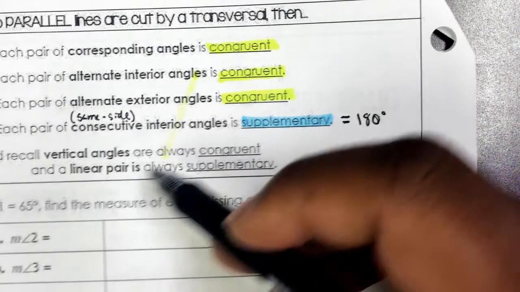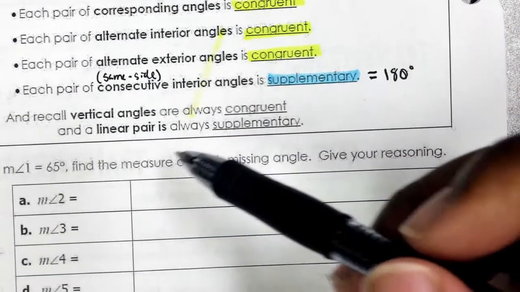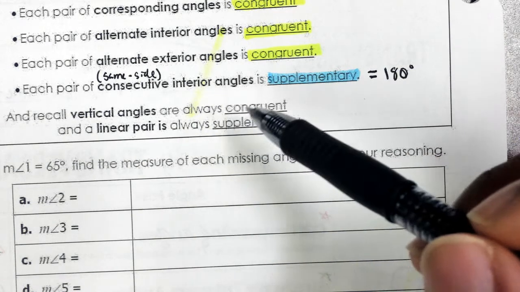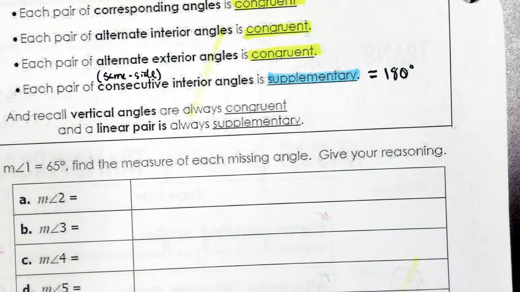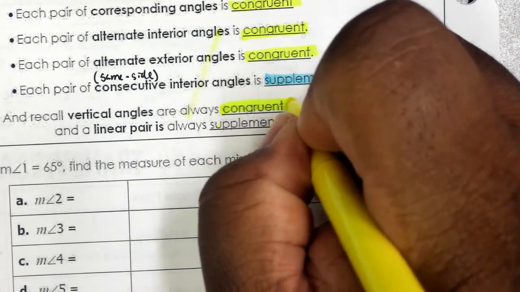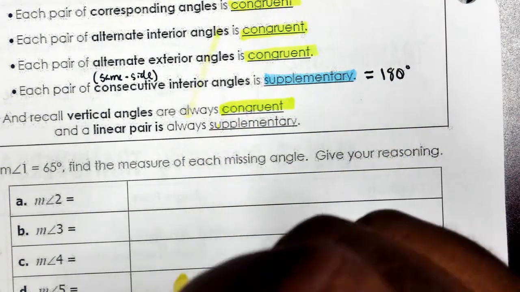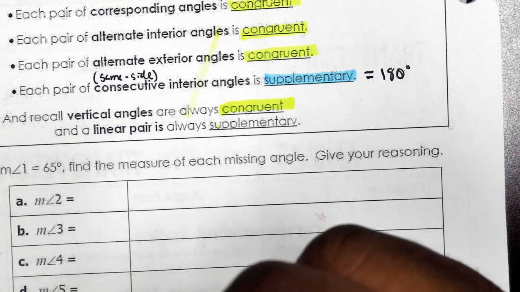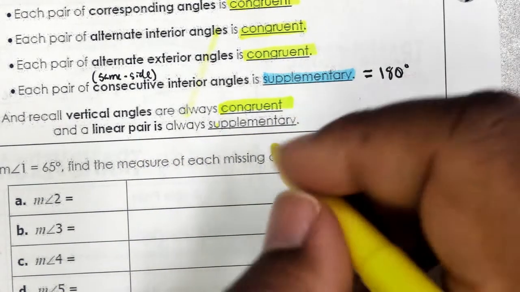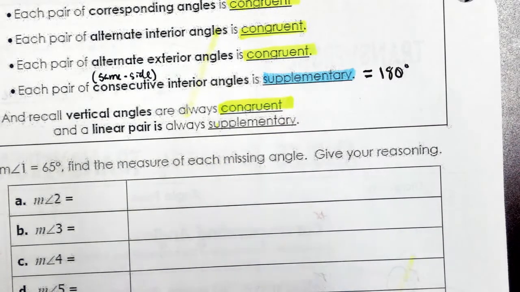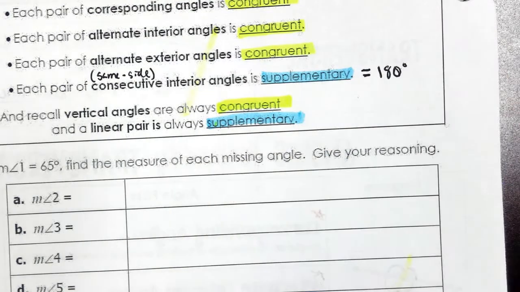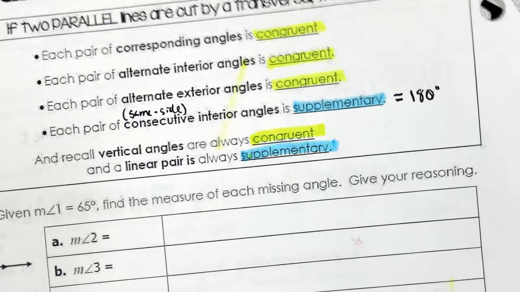Last thing, and that's stuff you need to remember. Here you go. Recall, vertical angles are always congruent. You should already know that though. And then here goes the straight line right here that y'all keep wanting to tell me about. A linear pair is always supplementary. That equals 180 as well.